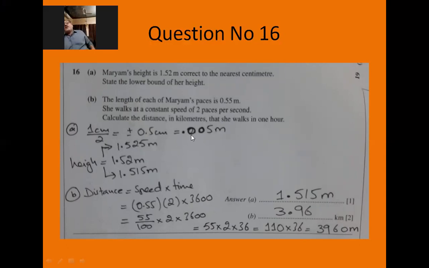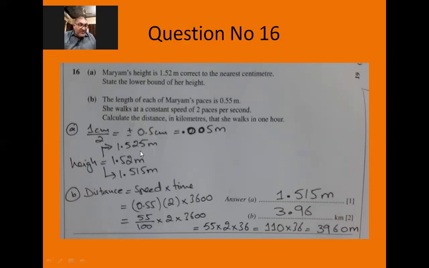So in 1.52, when I add 0.005, I will get 1.525 meter. That is your upper bound from 1.52, which is the main measurement. Now I will subtract this number: 1.52 minus 0.005 meter, so your final answer will be 1.515 meter. So that's your lower bound, and this is your upper bound. The question was to state the lower bound of her height. Her lower bound is 1.515 meter.